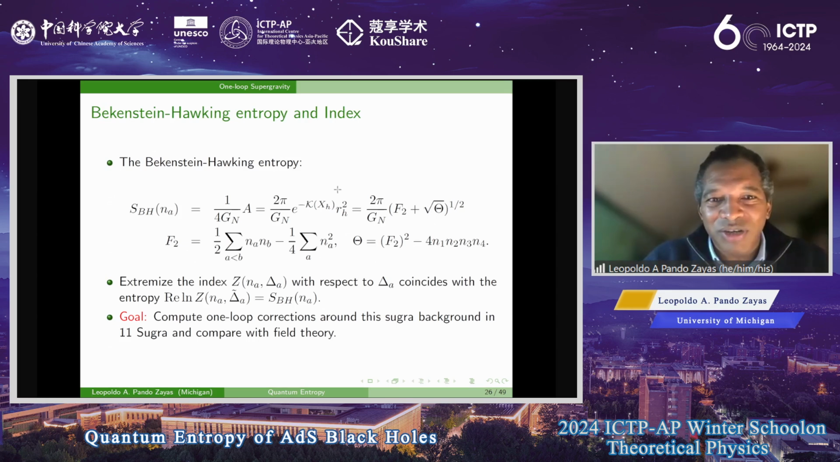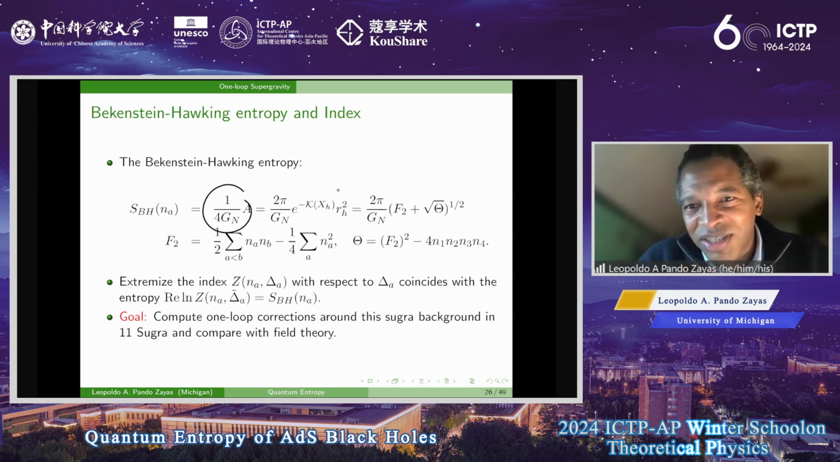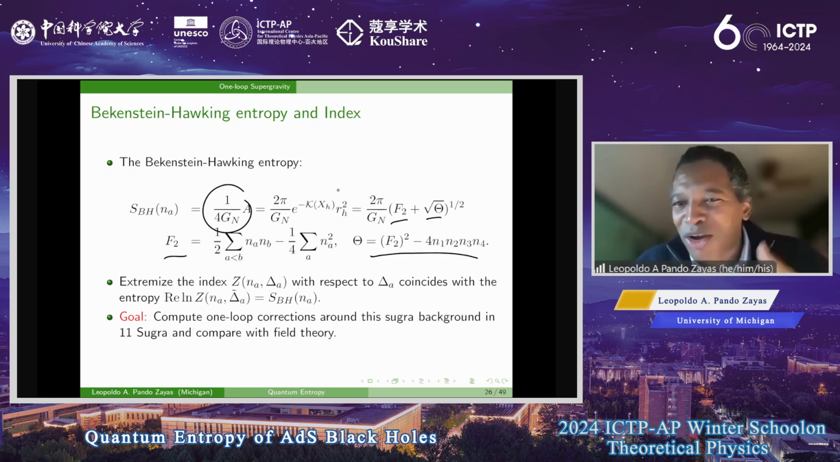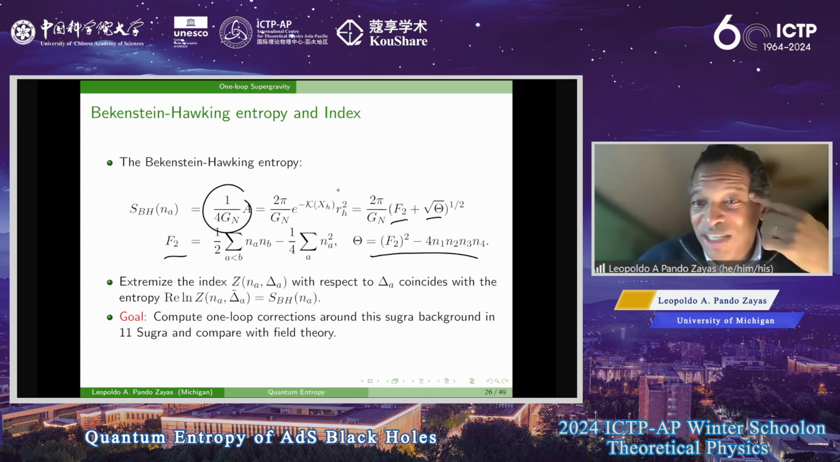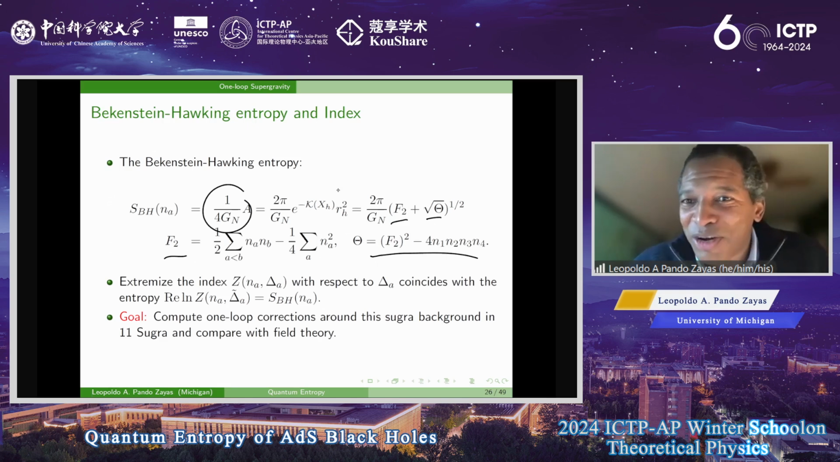So this black hole, I wrote schematically. I can compute the entropy of the black hole given the charges. It's very complicated. So here's the answer. There are 2 functions. F2 is given here and theta is given here. So you see, it's a black hole with 4 charges. These are all magnetic charges, and it's a fairly complicated entropy.